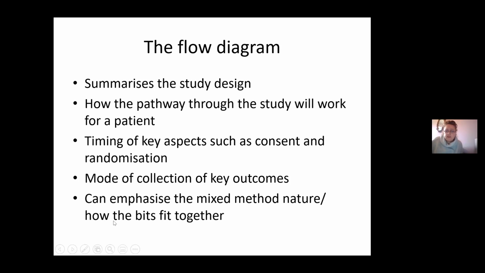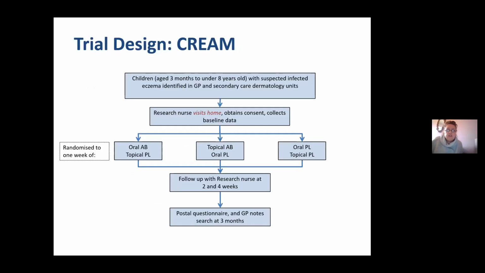And it's a good way of checking that your design maps onto the Gantt, that you're actually saying things happen when they need to. So it's also a good way of double checking. So this is a flow diagram taken from a CREAM trial, and as you can see, it doesn't have to be complicated. It is just literally telling you how your patient is going through, and when randomisation occurs and where your follow-ups are, and then what happens at the end.